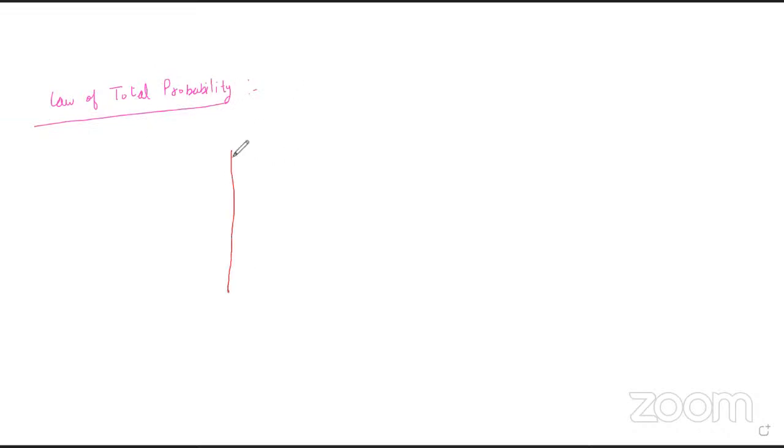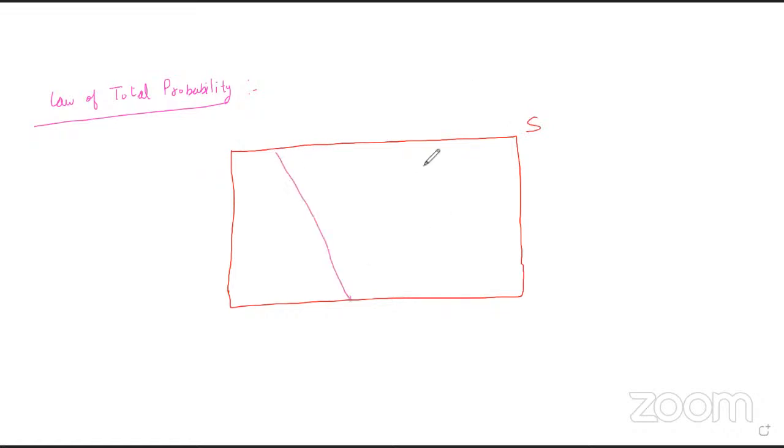Okay. Consider a Venn diagram. Let's say this is the Venn diagram. This is my complete sample space. And suppose I did some partition to it. I did 3 partitions: partition 1, partition 2, and partition 3. Let's label them as E1, E2, and E3. Suppose my events E1, E2, and E3 are disjoint.